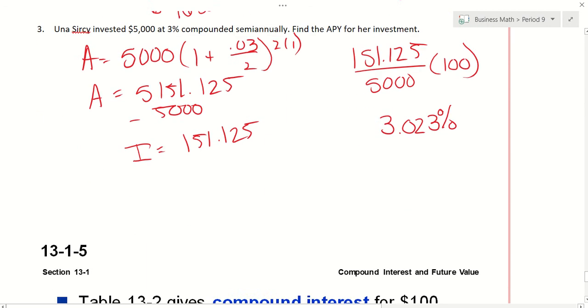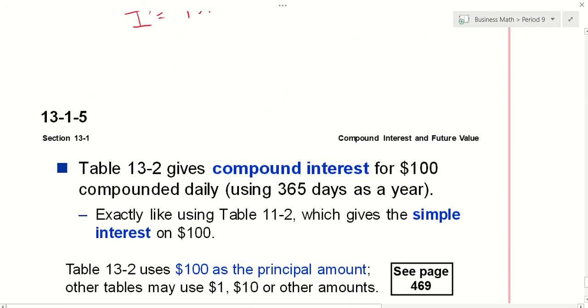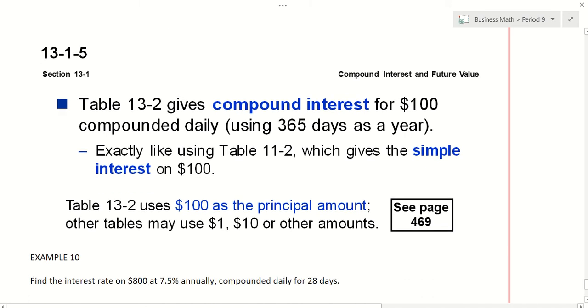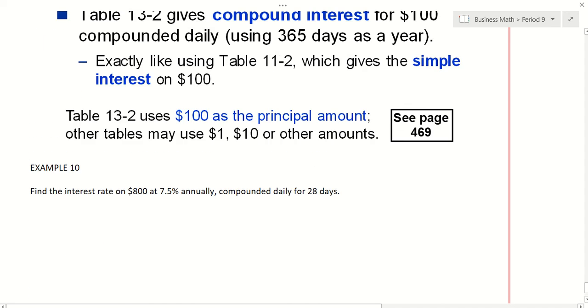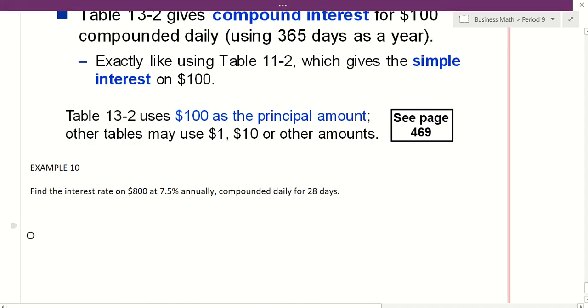Okay, we are finally there. Last example. So we've got table 13.2. That gives you the compound interest for $100 compounded daily using 365 days a year. Exactly like using table 11.2, which we did in unit 11, which gave us simple interest on $100. So we are going to use table 13.2 to complete this problem.